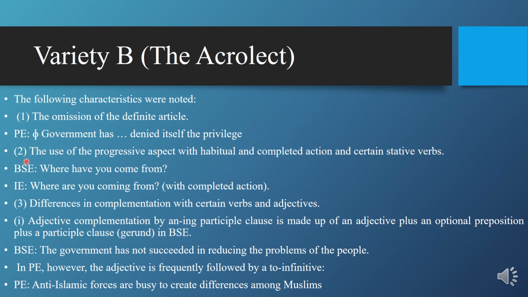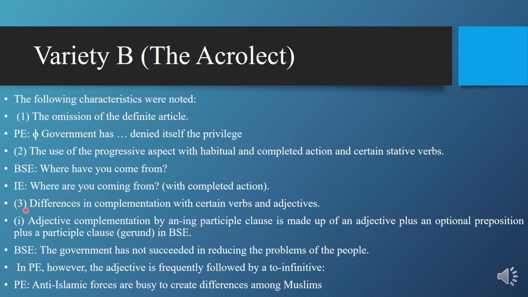The second characteristic of the acrolect, a morphological feature, is the use of the progressive aspect. Pakistani English speakers use the -ing progressive aspect with habitual and completed actions and certain stative verbs. Some words are stative, but when we use them with -ing, it shows the progressive aspect. For example, in British English it is "where have you come from," but in Indian or Pakistani English it is used as "where are you coming from."